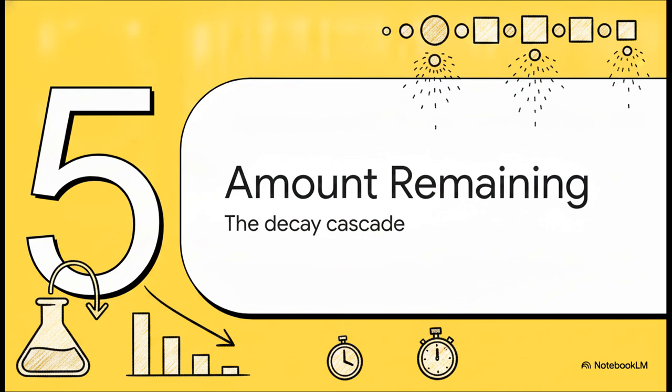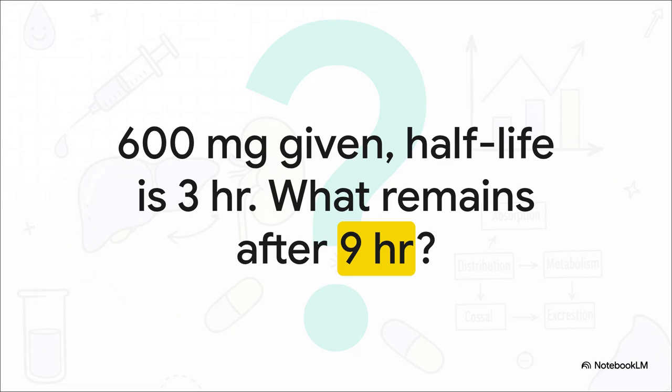Section 5. Amount remaining. Let's test that pattern recognition again. Okay, here's a classic NAPLEX-style question. A patient gets 800 milligrams of a medication that has a half-life of 6 hours. How much of that total amount is still in their system after 18 hours? Now, I really want to warn you about a very common trap here. Do not just blindly multiply 800 by 18 or divide it by 6. Stop and think about the actual mechanism at play.